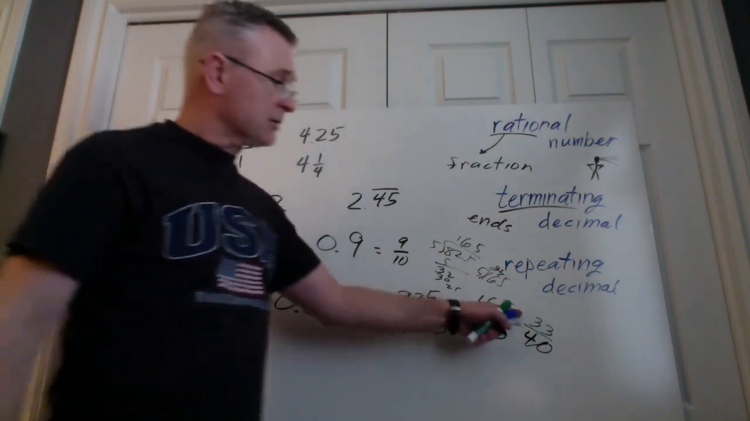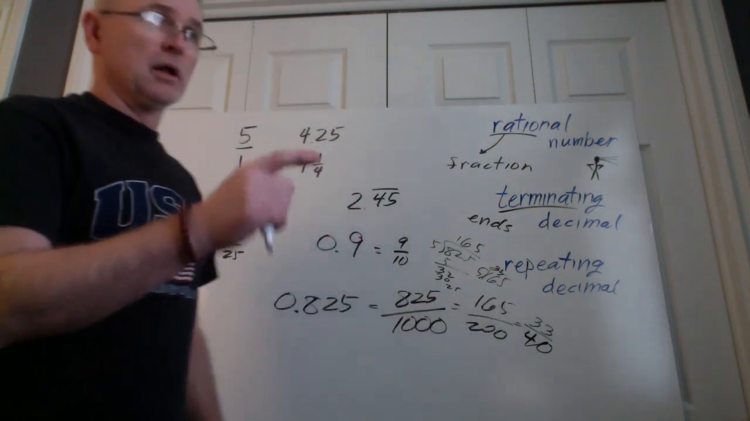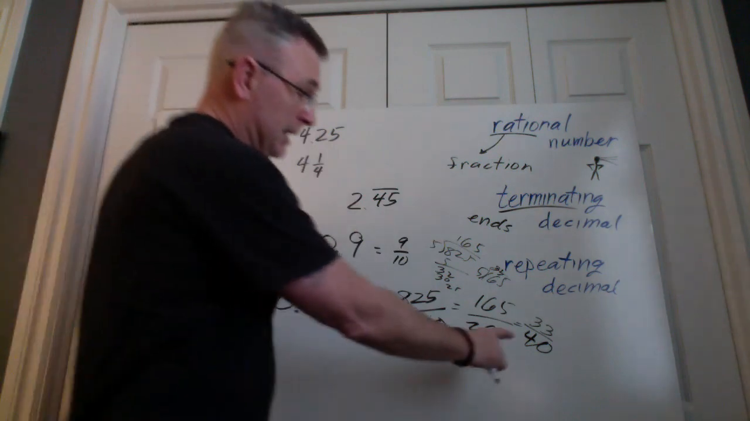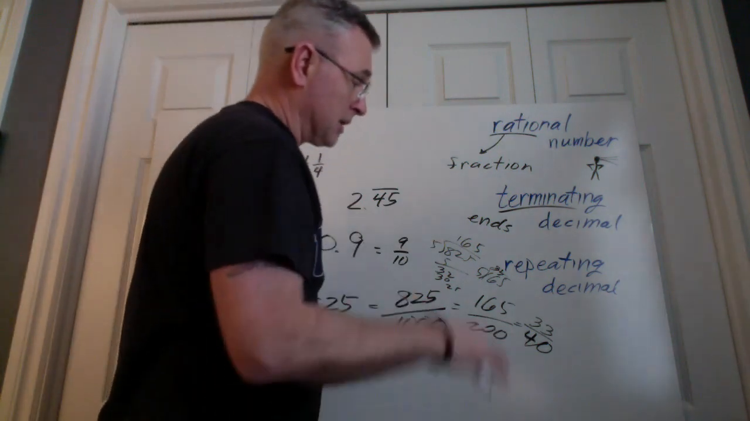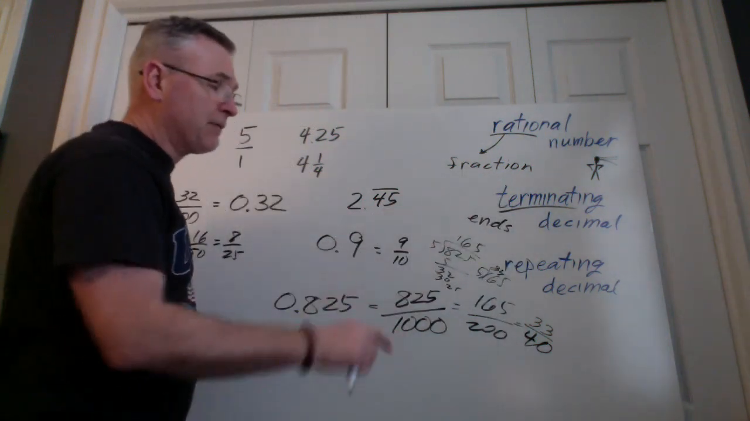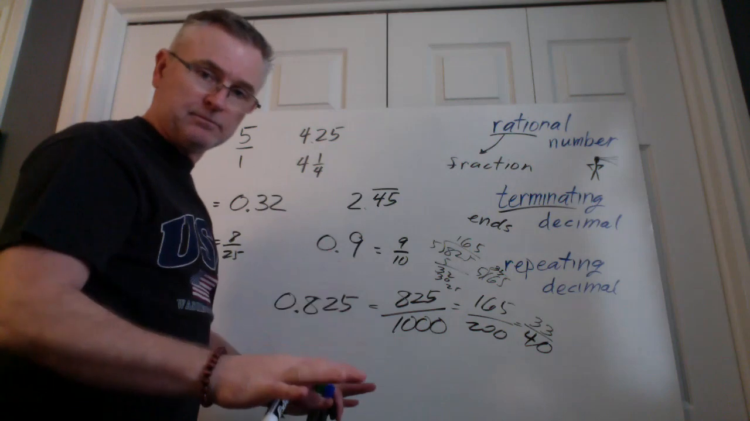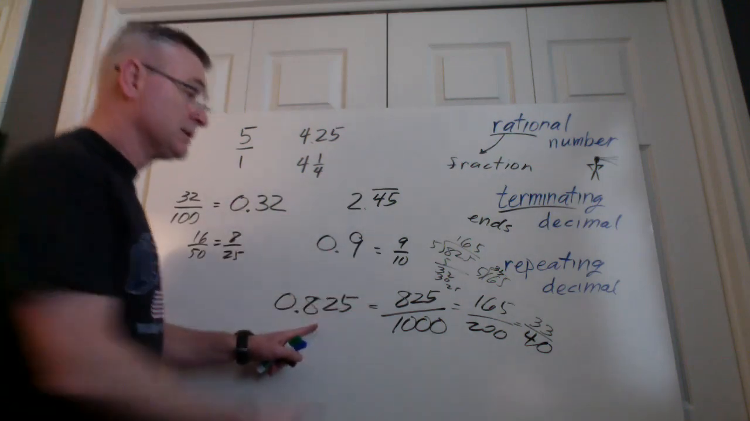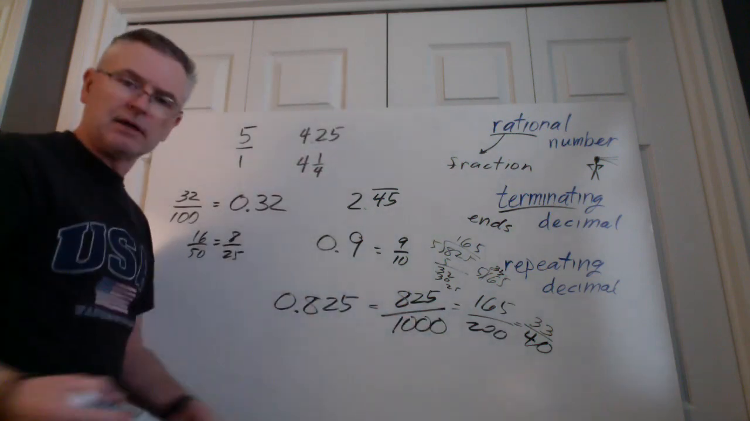33 has the factors of 1, 3, 11, and 33. And 40 has the factors of 2, 2, 2, and 5. Nothing in common. We're done. Okay, so this is a rational number because I can write it as a fraction.